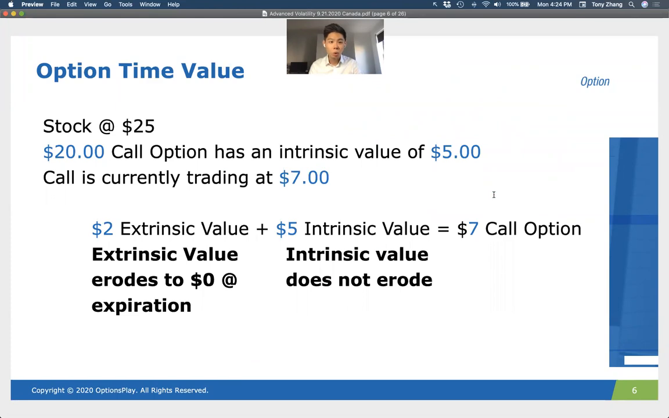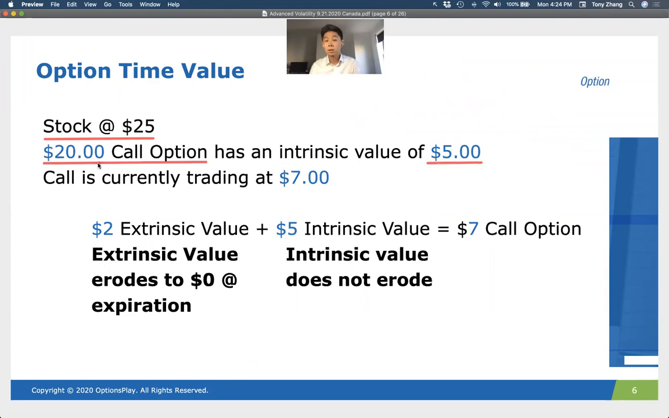So to better understand this, we're first breaking down how an option is actually priced. If you have a stock that's trading at $25 and you're looking at a $20 call option, this call option, because it is below the stock price, has an intrinsic value already of $5.